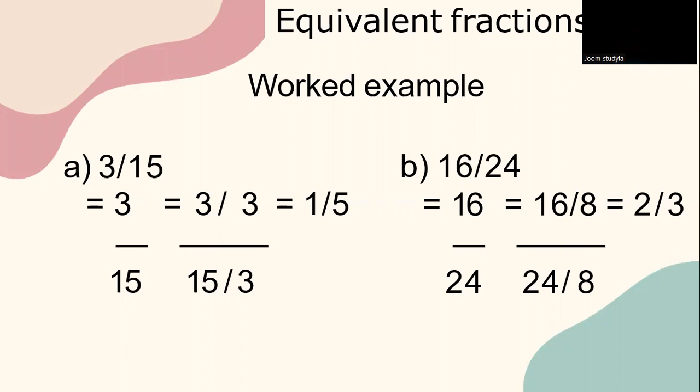Equivalent fraction. A fraction is part of a whole number. Common fractions, also called vulgar fractions, are written in the form of a over b. The number on the top, a, can be any number and is called the numerator. And the number on the bottom, b, can be any number except 0 and is called the denominator. The numerator and the denominator are separated by a horizontal line.